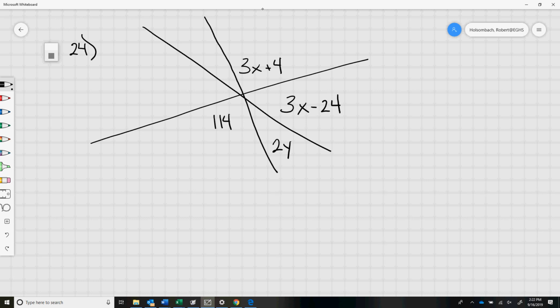Alright, the easiest way to start this problem, these all intersect right there. The easiest way to start is with your vertical angles. See them? Your 3x plus 4 and your 114 are equal to each other, aren't they? So there's where you start. Is it a 5? Yes. Sorry about that. So we'll change that to a 5. So your 5x plus 4 equals 114. That gives you your x, right?